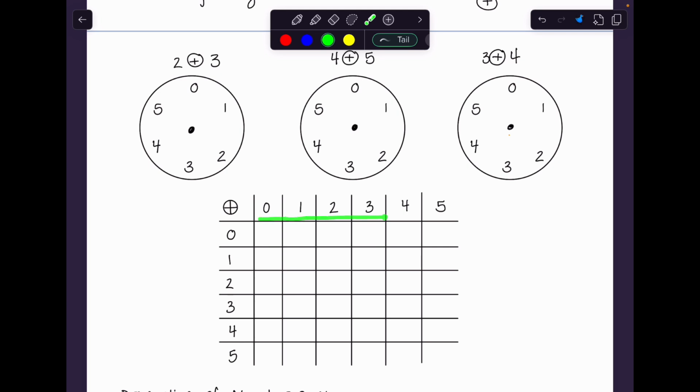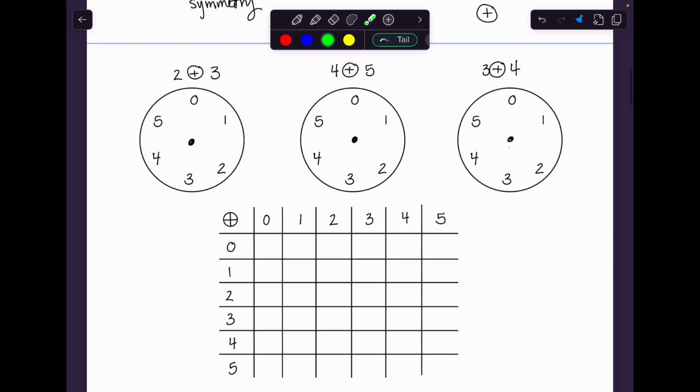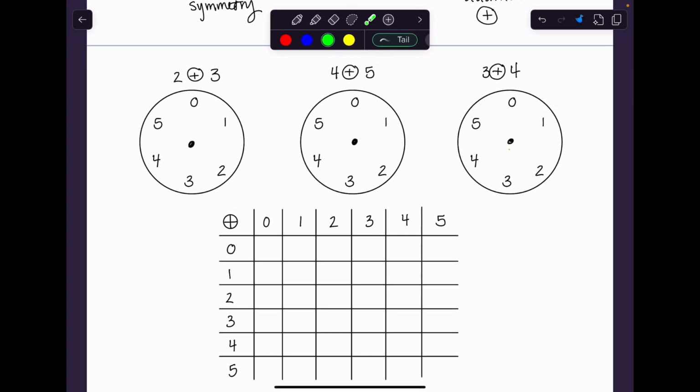So you can see in the 6-fold, here are the 6 values, and we're going to see if we add them together. So basically this entry would be 0 plus 0 under the clock addition. This entry here would be 3 plus 1 under clock addition. So just to get some practice, we'll start with 2 plus 3.